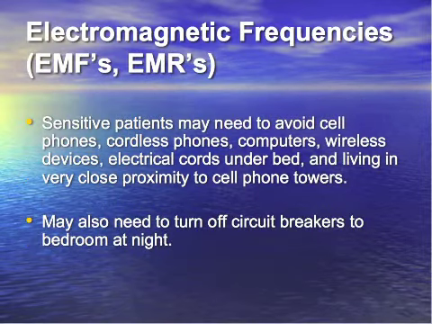Electromagnetic frequencies and radiation. Sensitive patients may need to avoid cell phones, cordless phones, computers, wireless devices, electrical cords under the bed, and living in very close proximity to cell phone towers. They may also need to turn off circuit breakers to their bedroom at night.